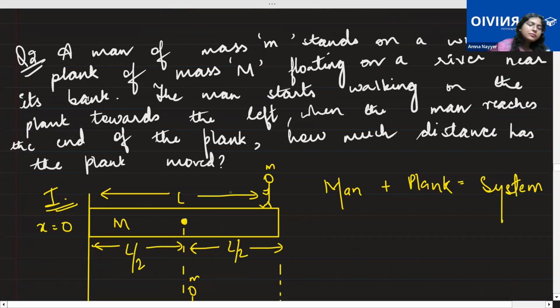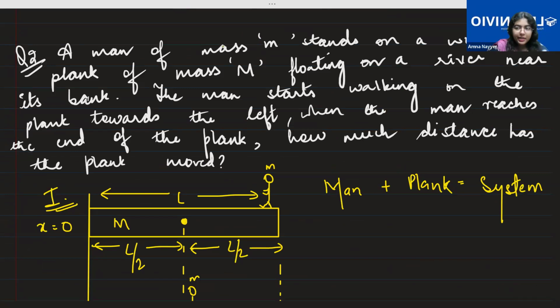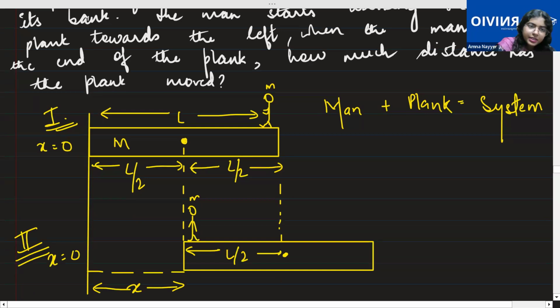So, see, the question basically says that a man of mass m stands on a wooden plank of mass capital M. Small m is the mass of the man and capital M is the mass of the plank, floating on a river near its bank. Now look, what happens? Initially, this is the scene. Look at the first case.